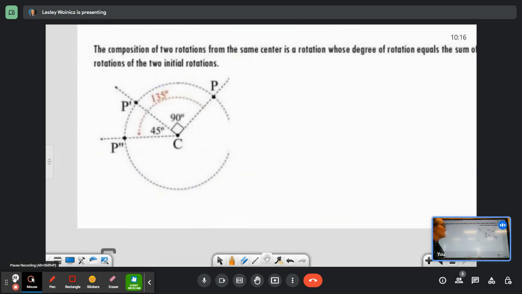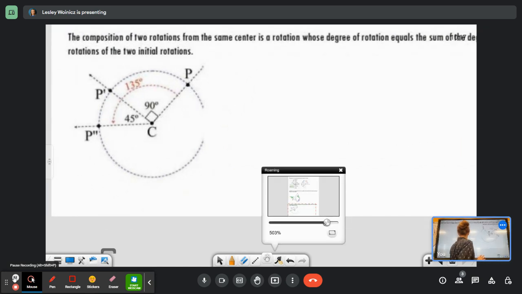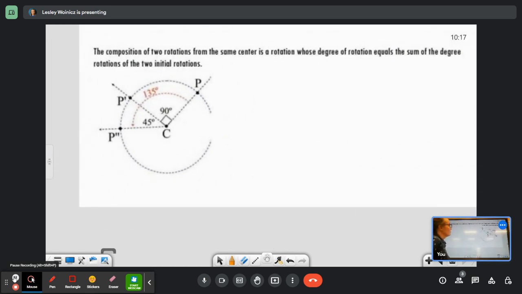Oh, this one's pretty easy. Basically, if you have two rotations at the same center, you can add them together and get like one monster rotation. So here I have initially a 90-degree rotation plus another 45-degree rotation, but they have the same center, so I can add them together and get a 135-degree rotation. Easy peasy lemon squeezy.